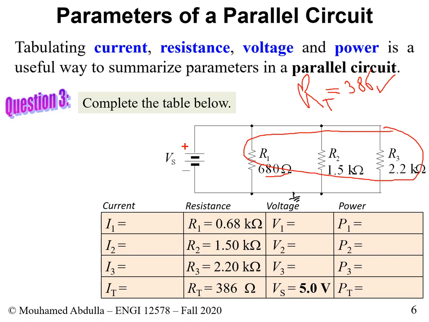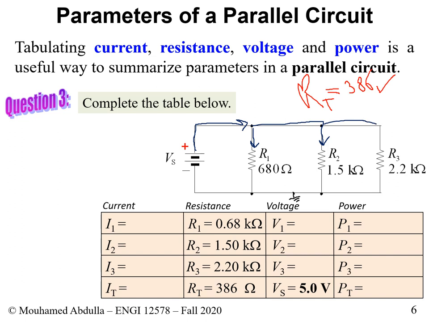And at this point, what we could essentially do is maybe just determine the path for the current. This is always a first step that could be useful to do. So we have the circuit here. We have a DC source. The current will leave the DC source. It will come in this way here. Part of the current will come to this resistor, part of the current will go to resistor 2, and the remaining part of the current will go to resistor 3.